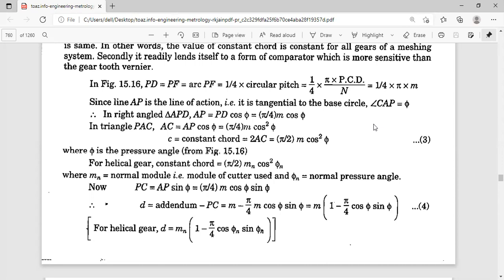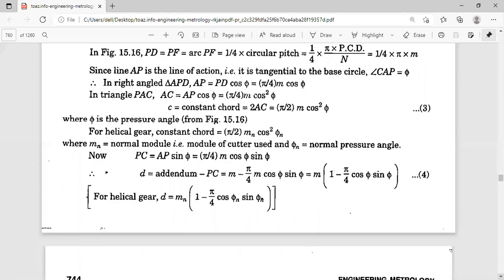So for the helical case, you have to take the helical angle into consideration. Here we are not considering the helical case. You try to practice it yourself because this is not in the syllabus. Whenever we consider the module for the helical case, it is known as the normal module, and instead of phi, it is phi n, the normal pressure angle. So just try to skip this particular helical part.